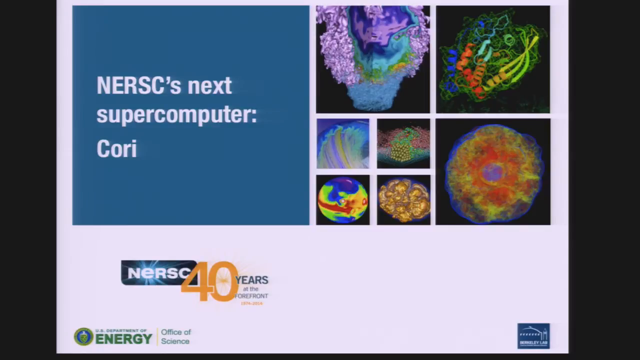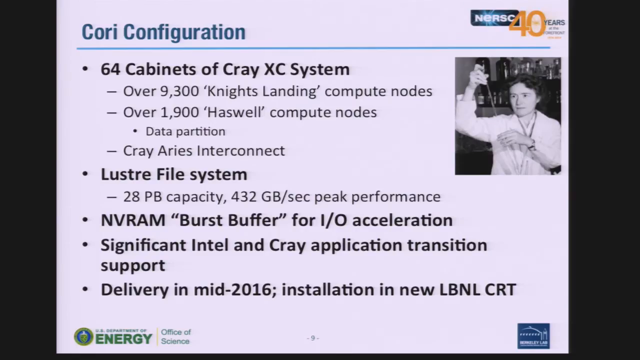Okay, so now why don't I talk about NERSC's next supercomputer, which is named Cori. And so here it is in a little summary. If you want to know more about Cori, we've got a lot of information on our website. And if you're a NERSC user, maybe you've actually heard a little bit about this already before. So it's a Cray system. Cray won the bid.